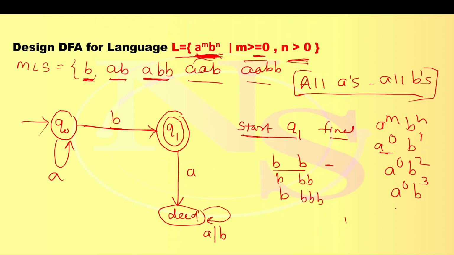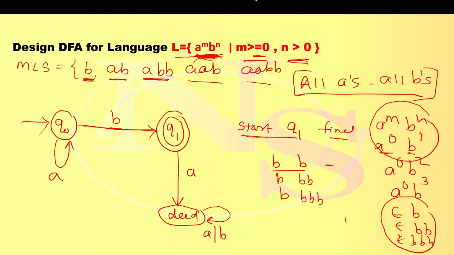A raised to 0 means what? Epsilon. This B, single B may come, double B may come. It means what? Single B, double B, triple B, all are valid strings as per the condition given in the language. As M is greater than or equal to 0, it means A may come or may not come. So all are valid strings. So at Q1 we need to find the transition. So here single B transition, double B, triple B, starting to Q1 B as it is.